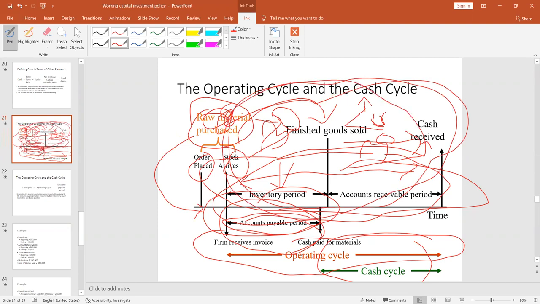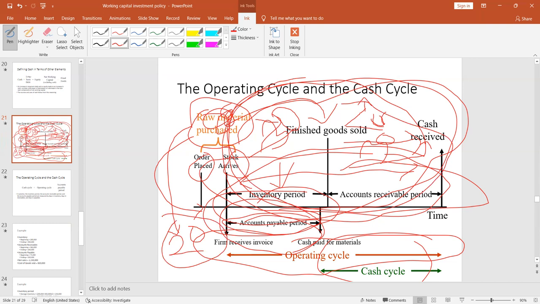Now you have some advantage as well. What advantage? If you buy these raw materials on credit, you don't need to pay today. Have you got it? So do you have to pay today? No, sir. So suppose you have 20 days credit. What does it mean? It means you have to pay after 20 days, not now. So here you need working capital for 60 days, but you don't need to pay for 20 days.